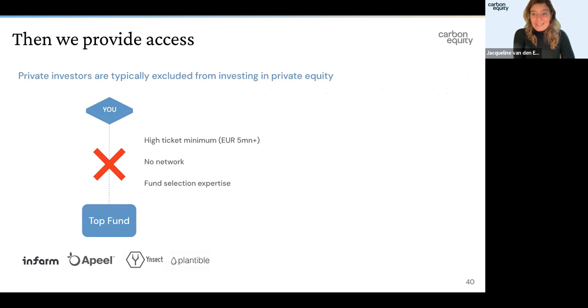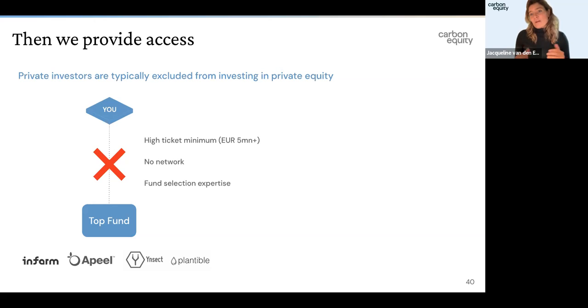That brings us to the second thing that we do. So the first thing that we do is curation of climate funds. The second thing that we do is we enable access. Typically, you need 5, if not 10 million euros to invest in top venture capital and private equity funds, the funds that we're investing in.